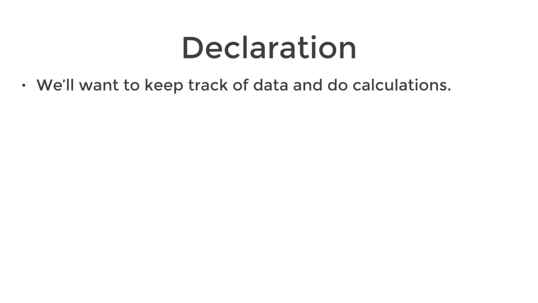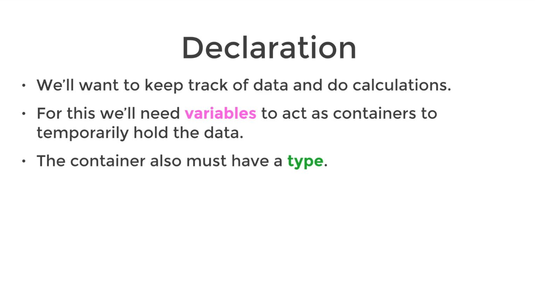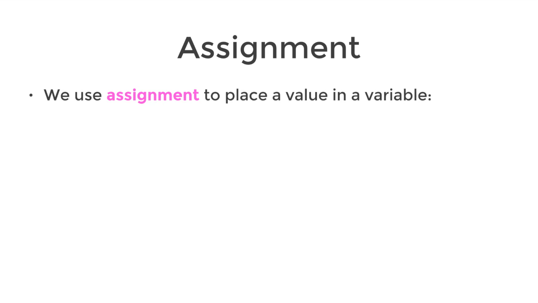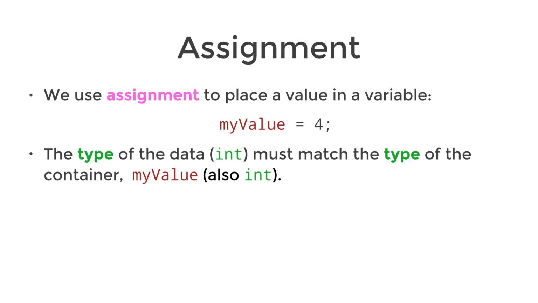So how do we keep track of all this data? Well, we need to put it somewhere, and the place we put it is a variable. Variables act as containers to hold the data. Just like the raw data, the container itself has a type. In a declaration, we specify the variable's type as well as its name. So here we have a variable called myValue that has type int, so we can put whole numbers into it. And this is what we do with assignment. Here we are assigning the value 4 to the variable myValue. Note how the value 4 is an integer, the same type as its container, myValue.